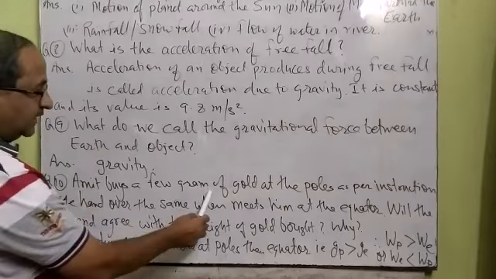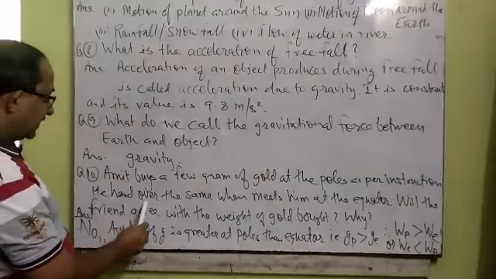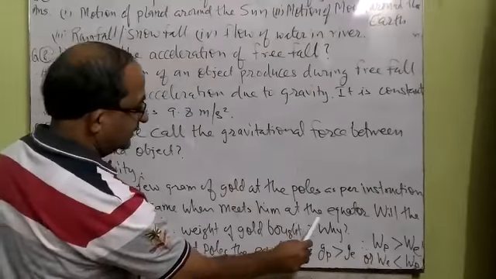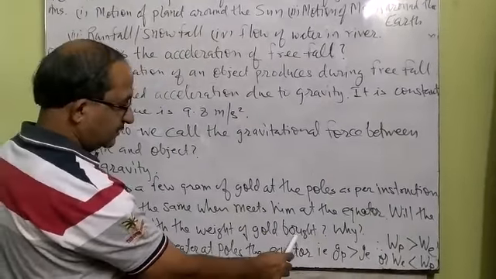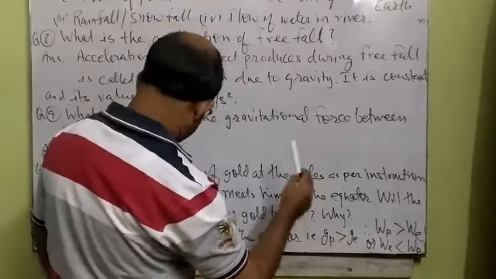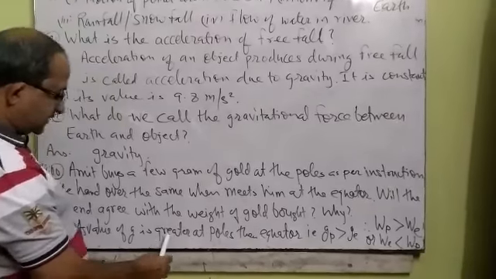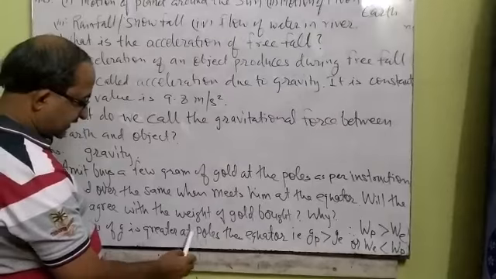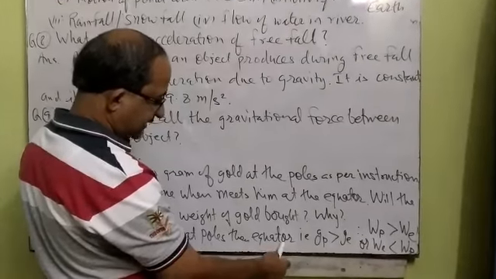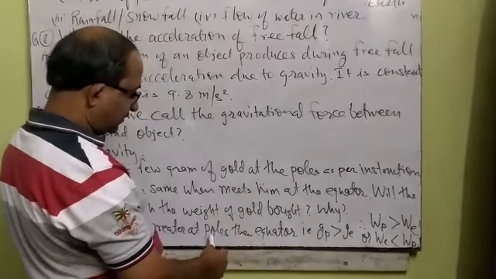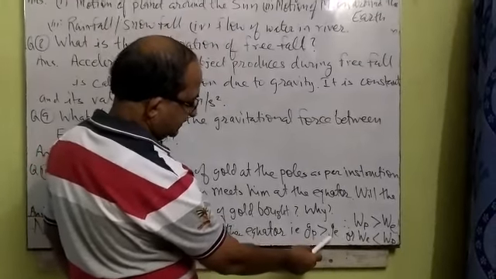Question number 10. Amit buys a few grams of gold at the poles as per the instruction. He hands over the same when he meets his friend at the equator. Will the friend agree with the weight of gold bought? If not, why? Obviously the answer is no, as the value of small g, meaning acceleration due to gravity, is greater at the pole and slightly less at the equator, because the radius at the pole is shorter than the radius at the equator. That is why Gp is greater than Ge.